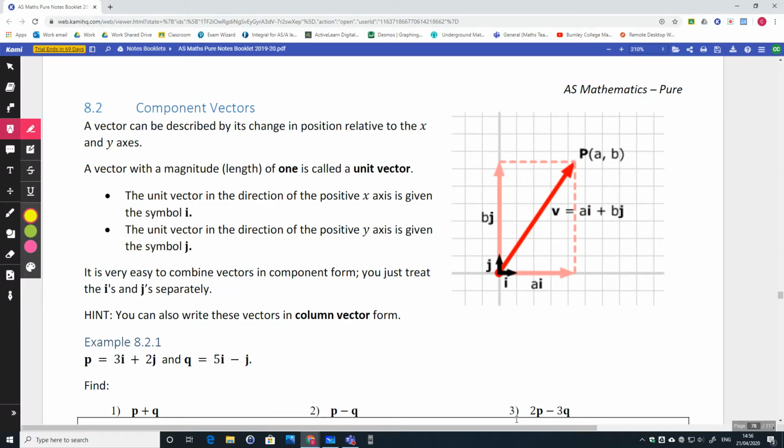So this is chapter 8 of the AS Pure Notes on vectors. We're looking at component vectors. So a vector can be described by its change in position relative to the x and the y axis. You will have seen this at GCSE when we've been doing transformations.